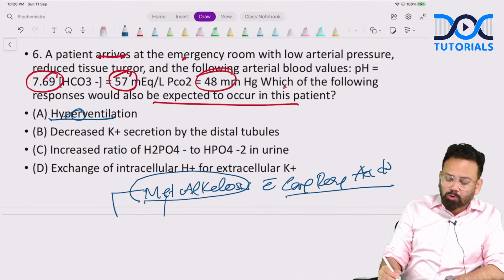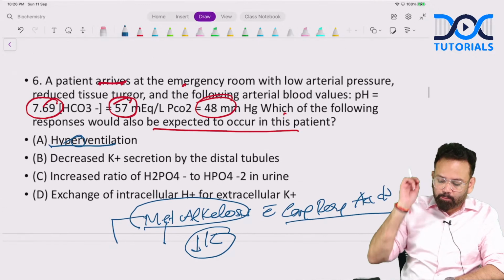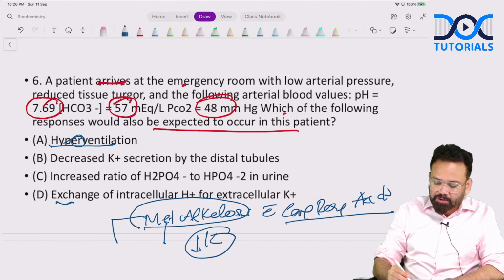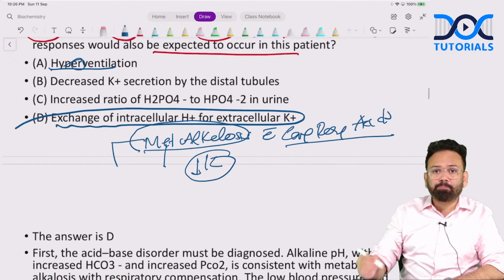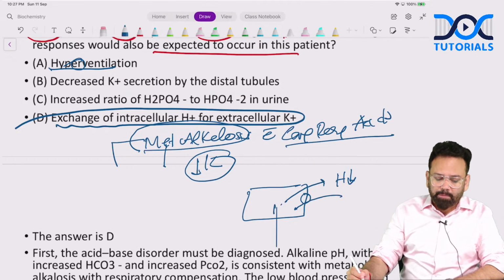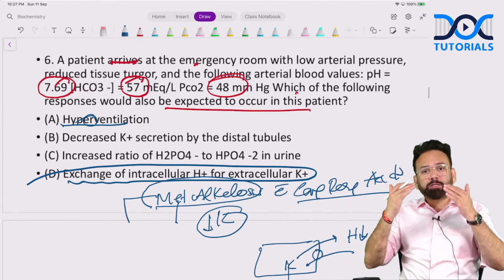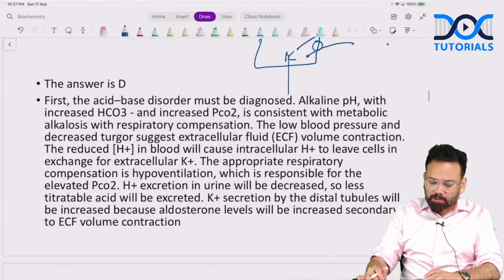And metabolic alkalosis always causes what? Hypokalemia. I have discussed it so many times. How? By exchanging proton with potassium. Whenever there is metabolic alkalosis, protons will be less, so protons will come out of the cell, and potassium will go in. So there will be hypokalemia, due to exchange of proton with potassium by the proton pump. Discussed this concept so many times.